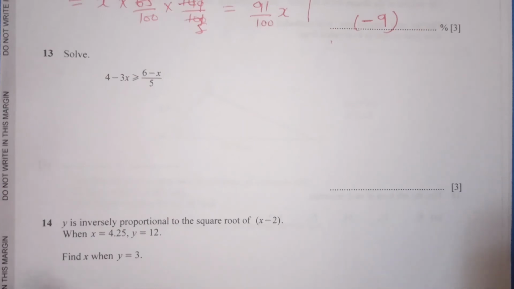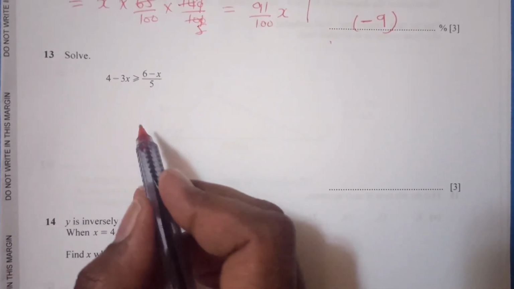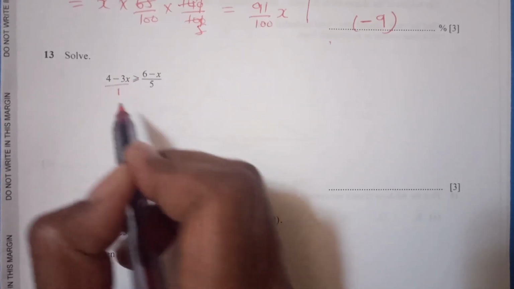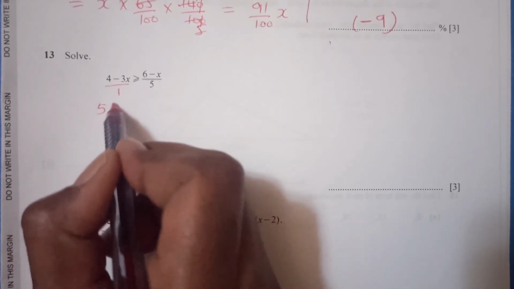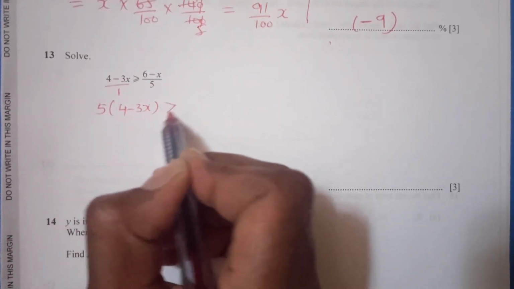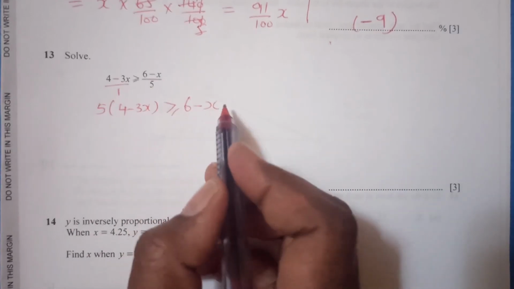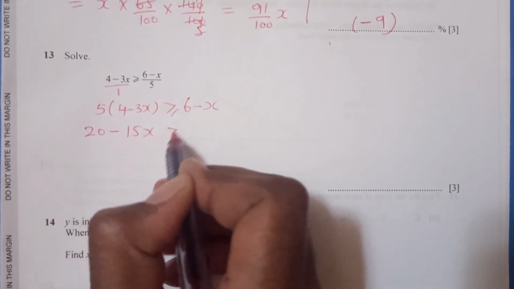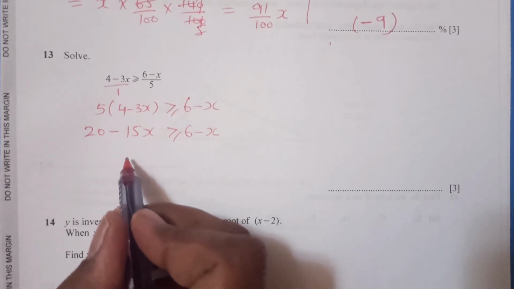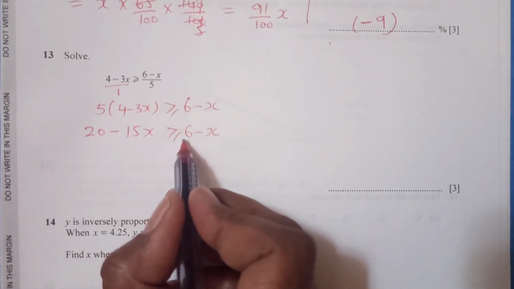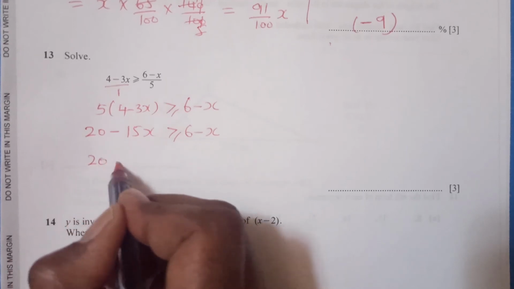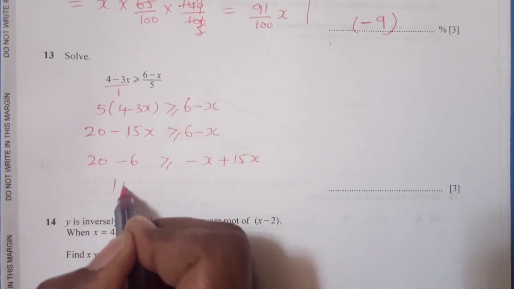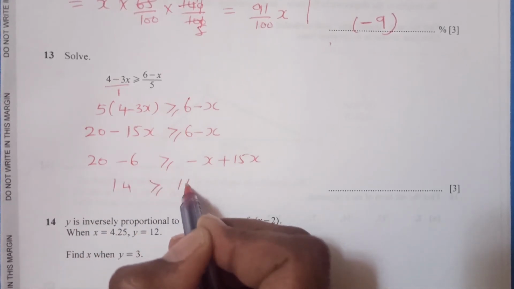Number 13, solve. We need to solve this inequality. Now here let's say it's 1, you can cross multiply. So it will be 5 into 4 minus 3x greater than or equal to x times 6 minus, open the bracket, 5 times 4 is 20 minus 5 times 3 is 15x greater than or equal to x minus 6. So let me bring this 6 this side, greater than or equal to negative x plus 15x. So this is 14 greater than or equal to 14x.